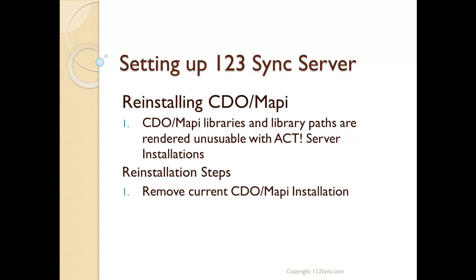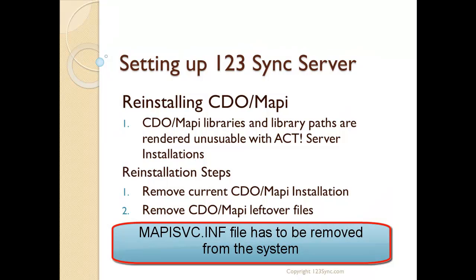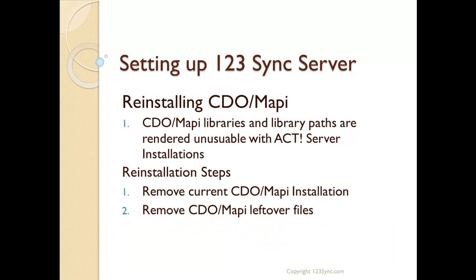So there's 3 steps. The first one is you need to remove your current CDO MAPI installation. You need to remove the MAPI leftover files that ACT leaves on the system. We'll show which one. There's only one important file that you have to deal with. And then finally, you reinstall the CDO MAPI library from Microsoft, and that should complete your installation of the CDO MAPI libraries, and you'll be able to run applications without having Office installed on the machine.